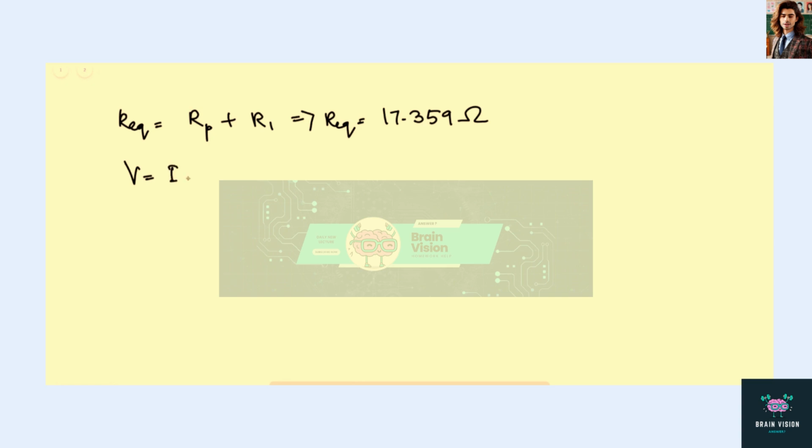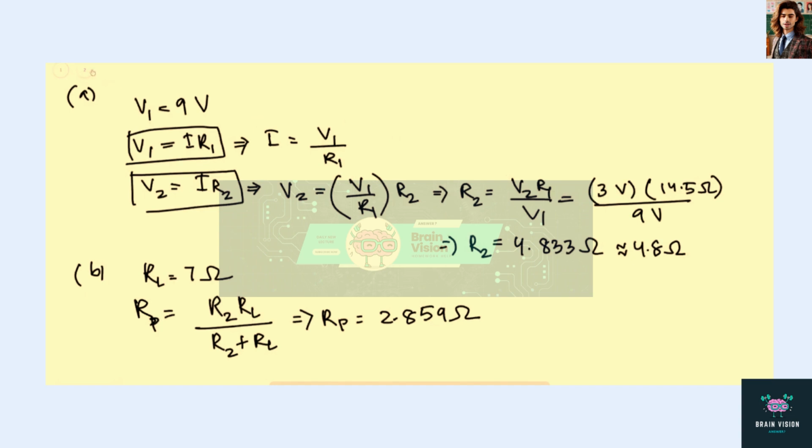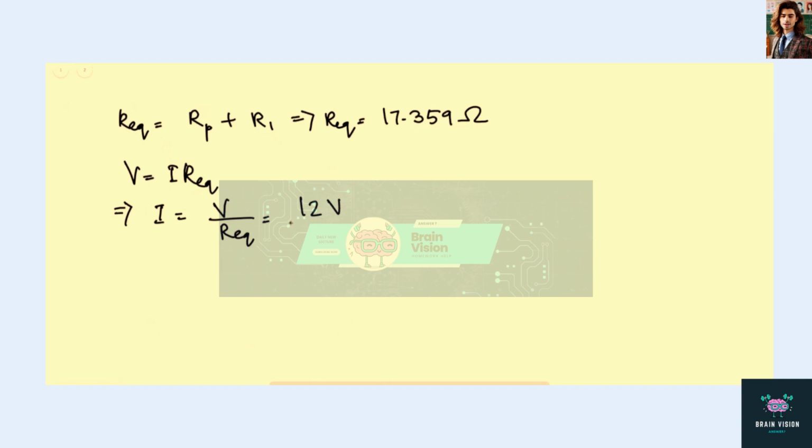And by Ohm's law, we can again write the voltage to be equal to current times the equivalent resistance. So the current will be equal to voltage over the equivalent resistance. And voltage is the sum of V1 and V2. So that is equal to 12 volts over the equivalent resistance, which is 17.359 ohms. So solving that, we get the current to be 0.6913 amperes.